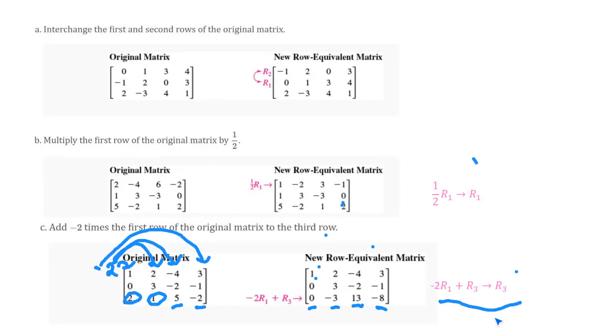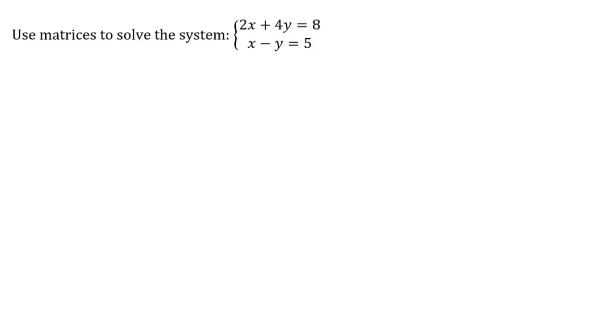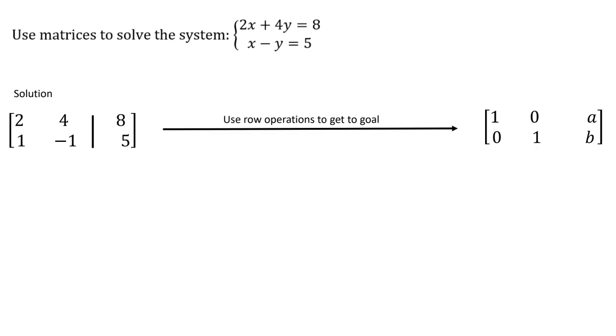Okay, so we're going to do examples here. That way you can see exactly how it works. So here's the system, and it says use the matrices to solve the system. So we know that from chapter 7, you could use substitution, you could use elimination. Now in chapter 8, this is just another way of solving the system. But the first step is to write down our augmented matrix. So we're going to go from this form all the way to something that looks like this.